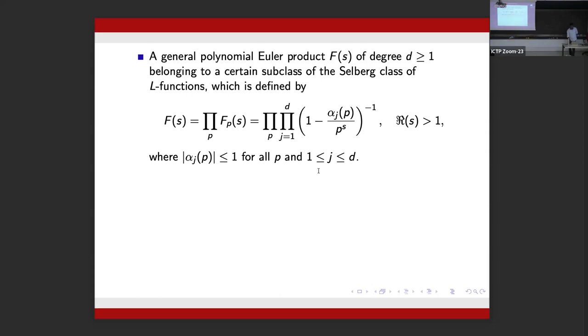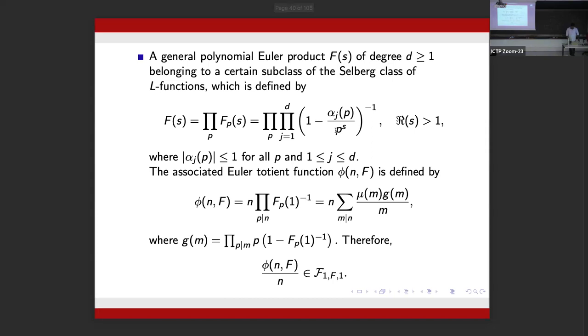It's of this form when real s is bigger than 1. If we fix the coefficient alpha_{j,p}, for all primes it is fixed, and for j equal to 1 this value d only for all primes is fixed, but when j varies it changes. Then we have a totient function this way. This is defined by Kaczorowski, and this function looks like a nice convolution structure, actually.